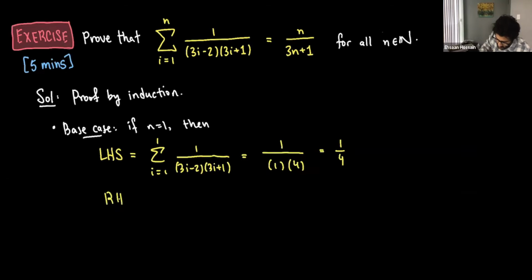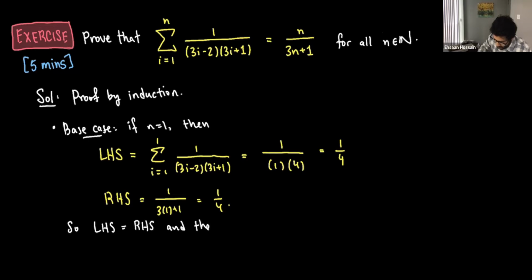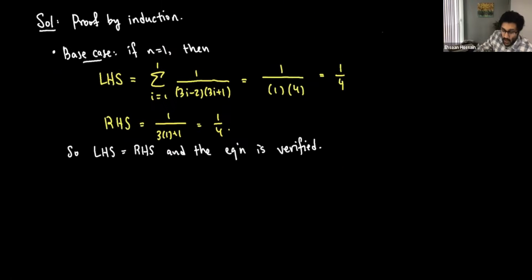And I check the right-hand side. If I plug in n equals 1 here, I get 1 over 3 times 1 plus 1, which is also 1 over 4. So LHS equals RHS, and the equation is verified. Okay, not so bad.